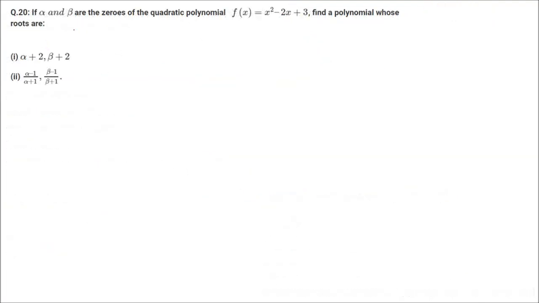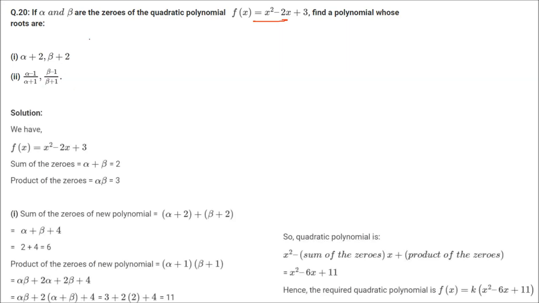If alpha and beta are the zeros of the quadratic polynomial, this one, find a polynomial whose roots are alpha plus 2, beta plus 2. Right. So let us start. Alpha plus beta is minus b by a, minus of minus 2 by 1, that is plus 2. Alpha into beta will be 3 by 1, that is 3. So 2 and 3 are alpha plus beta and alpha into beta.